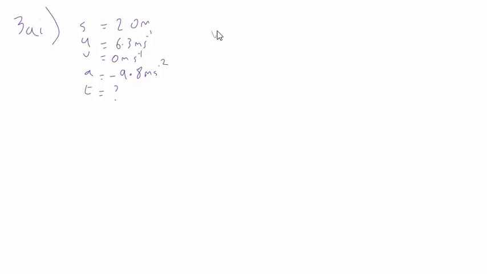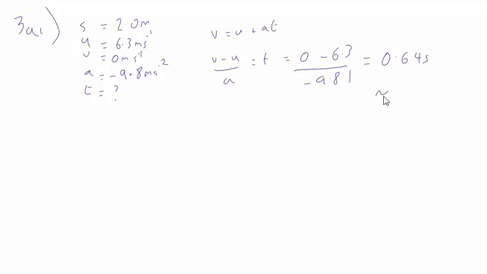Okay, so now we can use v = u + at. So (v − u)/a = t, which is (0 − 6.3)/(−9.81), and this comes out at 0.64 seconds, which is around 0.6 seconds as required.